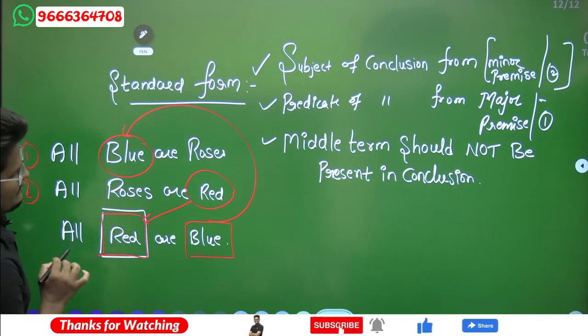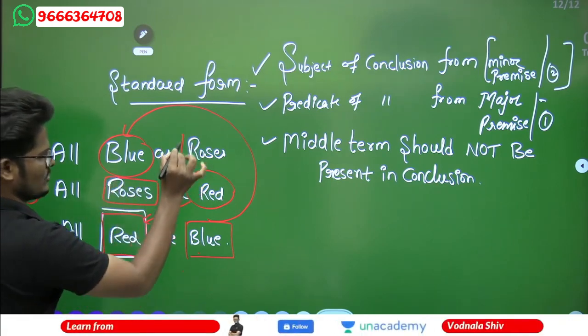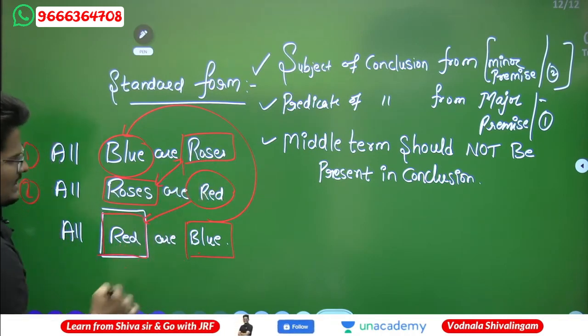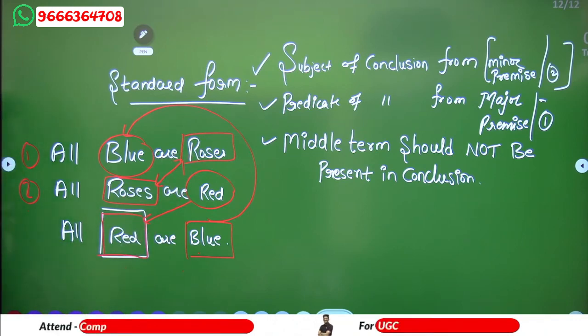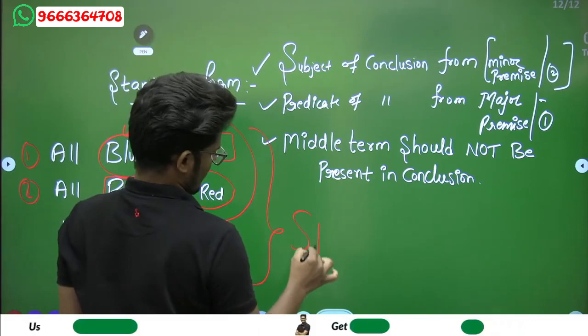And the middle term is a term which is present in both of the statements but not in the conclusion. Whether roses is there in the conclusion? No, but it is present in both premise number 1 and 2. Then this is called a standard form type of argument and conclusion.